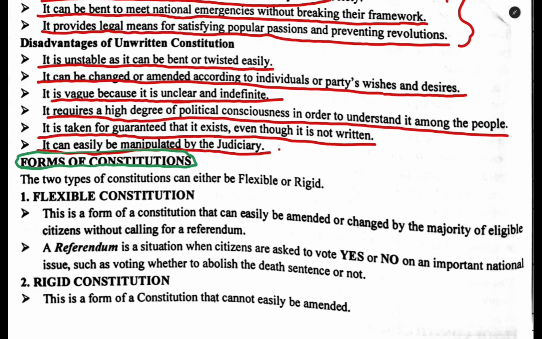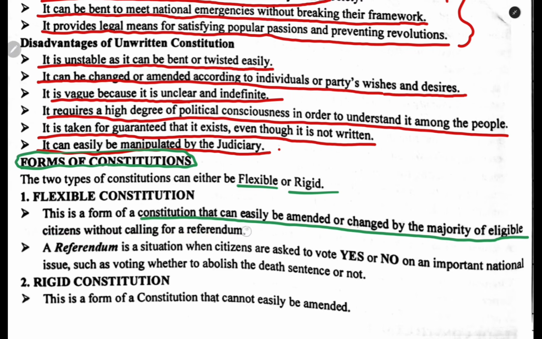There are two forms of the constitution, that is the flexible and the rigid. Now let us start with flexible. From the English, flexible means soft or easy. So this is a form of constitution that can easily be amended. The naming is according to how easily the constitution can be amended. The flexible constitution is a kind of constitution that can easily be amended or changed by the majority of eligible citizens without calling for a referendum.